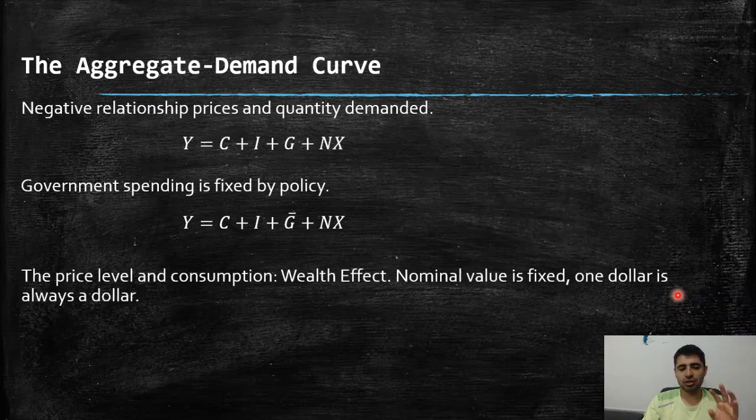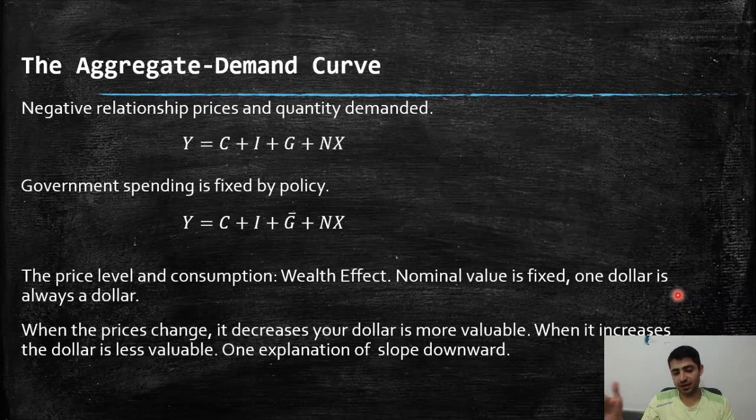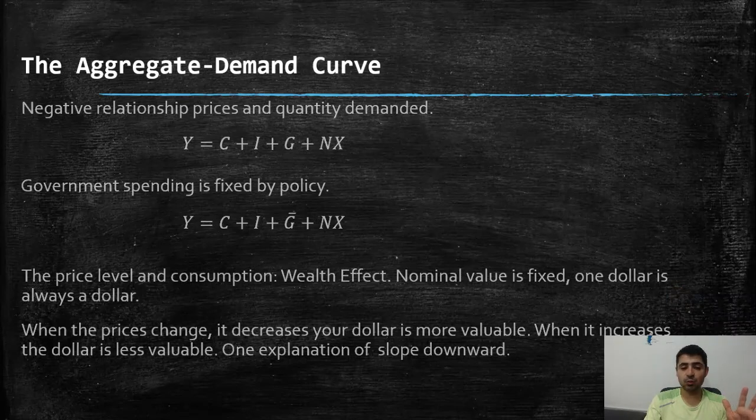So we have the price level and consumption, which is the wealth effect. The nominal value is fixed, so $1 is always a dollar. But when prices change, when prices decrease, your dollar is more valuable. In the other situation, when prices increase, the dollar is less valuable. So this is one main explanation why the slope of the aggregate demand is downward.